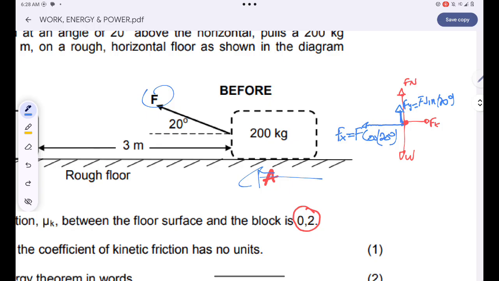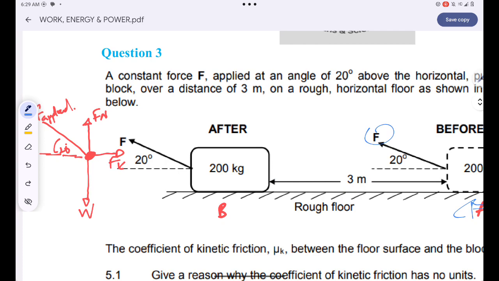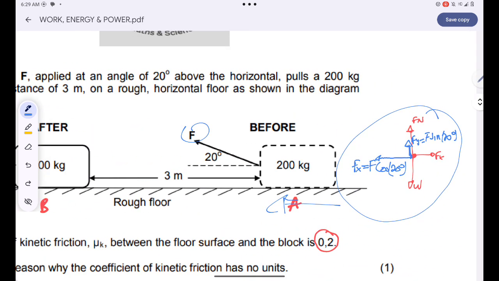Are you together? I prefer drawing my free body diagram like this. Not to say that this one will be wrong. I prefer to draw it like this. Why? Because whenever I'm doing calculations, I'm going to use the horizontal component or either the vertical component as well.